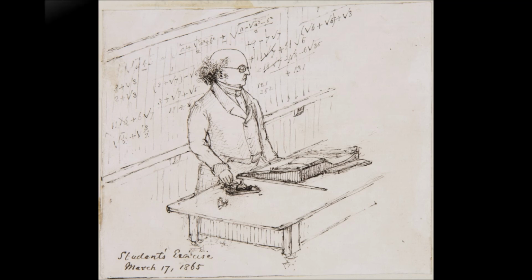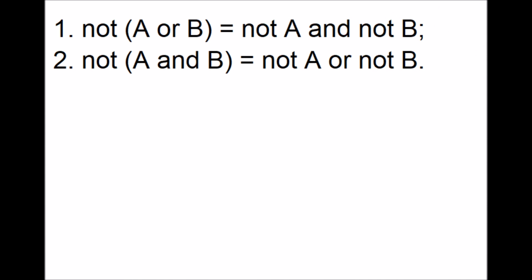They are: 1. Not (A or B) is the same as not A and not B. 2. Not (A and B) equals not A or not B.